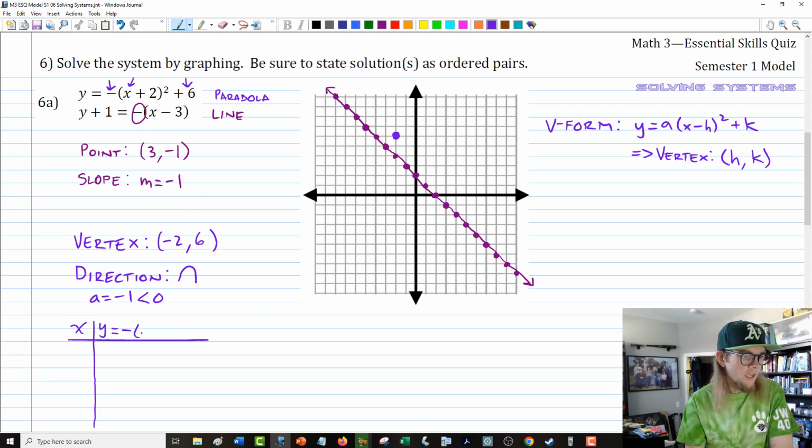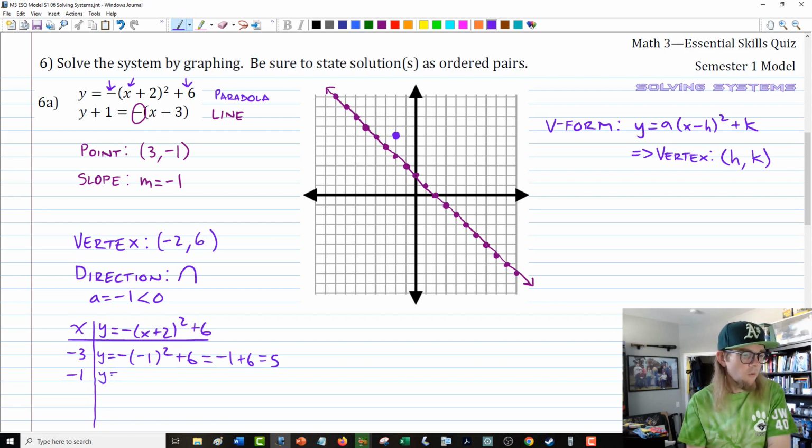And of course, what we're going to be plugging into, sorry, I should have said that as well, is y equals negative quantity (x plus 2) squared plus 6. So let's plug in. Our vertex is at negative 2. Let's plug in negative 3 and negative 1 first. If we plug in negative 3, we're going to get y equals negative something squared plus 6. So negative 3 plus 2 is going to be negative 1. That's going to give us negative 1 squared, which is 1. So negative times 1 is negative 1, plus 6, which is 5.